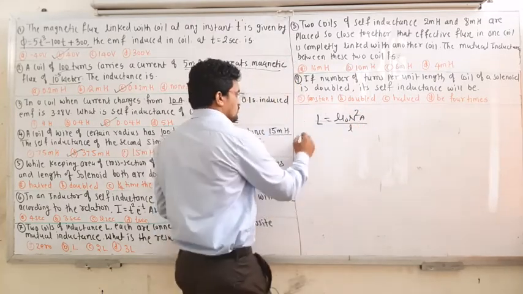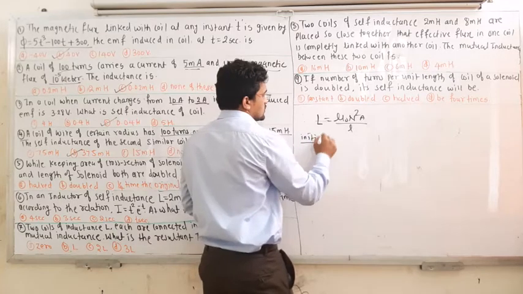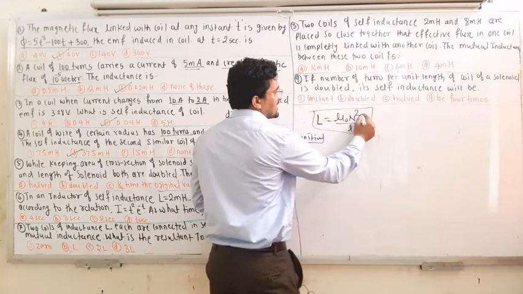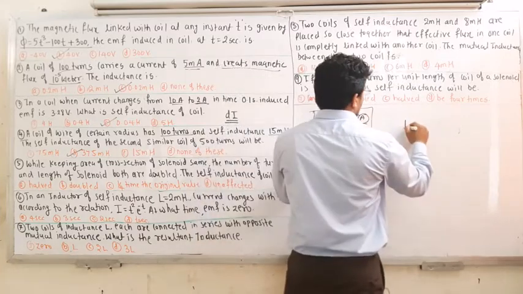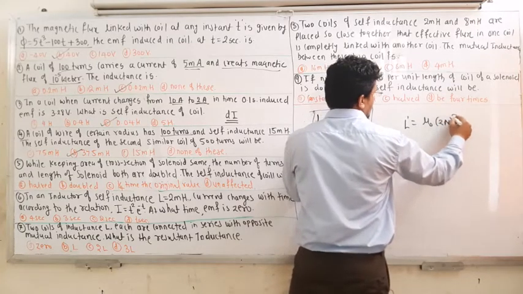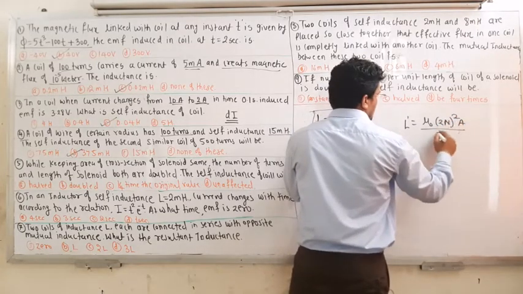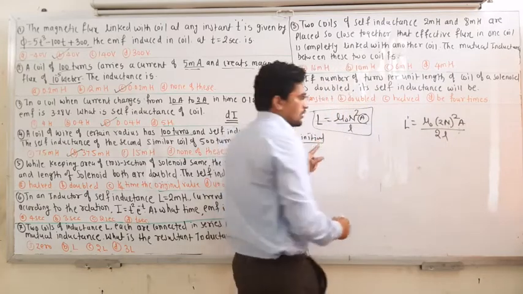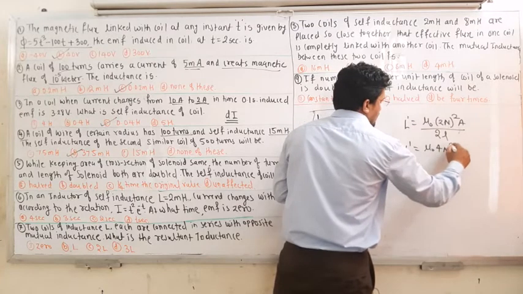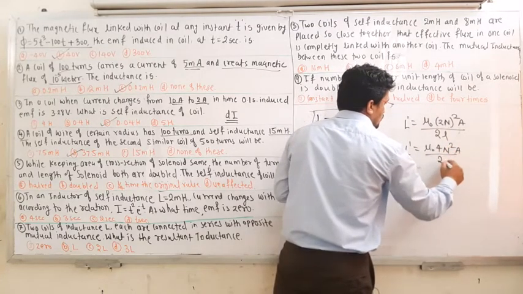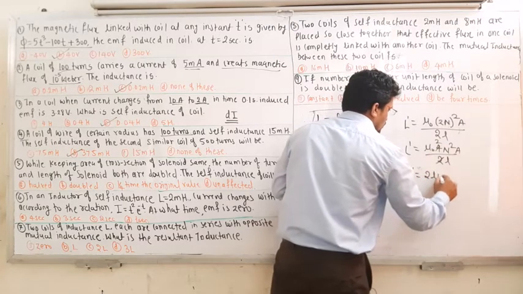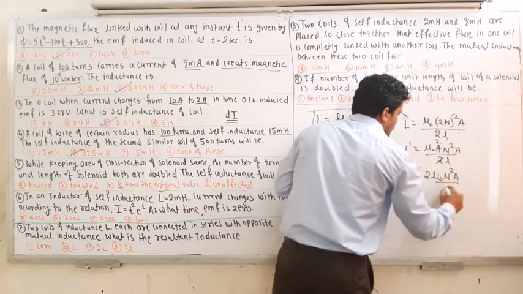Okay, so initial is what? This is the initial. If the number of turns are n, the length is L and the area is A, keeping the area same, the new self inductance when the number of turns are double, that is (2n) square, and keeping the area same and the length also increased 2 times. So L dash is equal to what? Mu naught 4 n square A divided by 2L. So 2 2s are 4. So L dash is equal to 2 mu naught n square A divided by L.